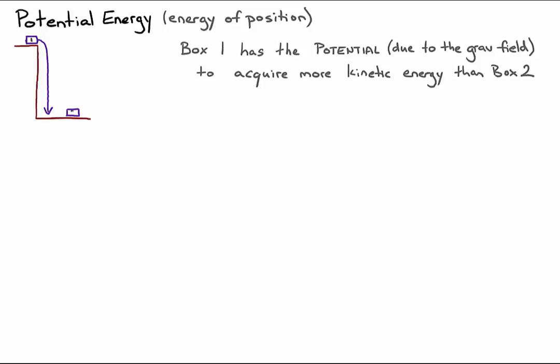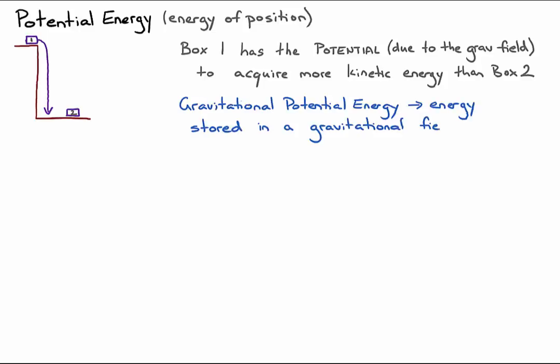Now, physicists have developed the concept of potential energy to account for this difference between the two boxes. And when we're talking about the box being in the gravitational field, it's naturally called gravitational potential energy. We say that it's an energy stored in the gravitational field, or due to the gravitational field.